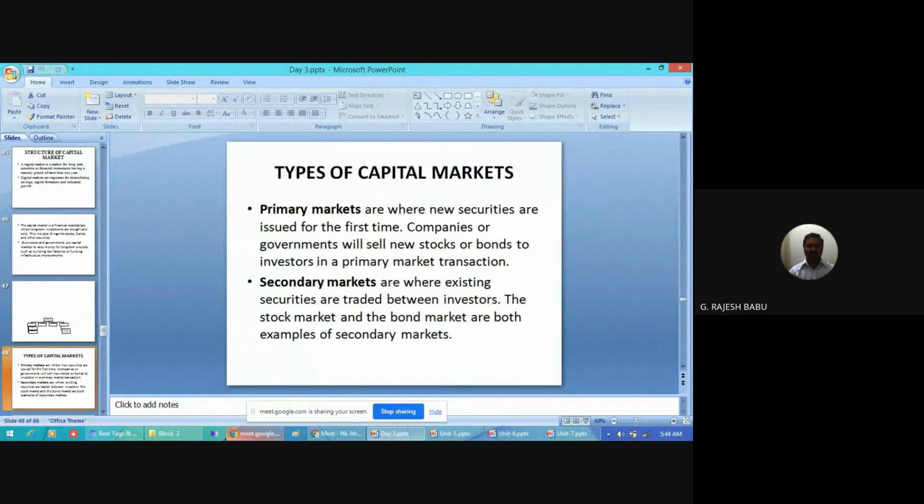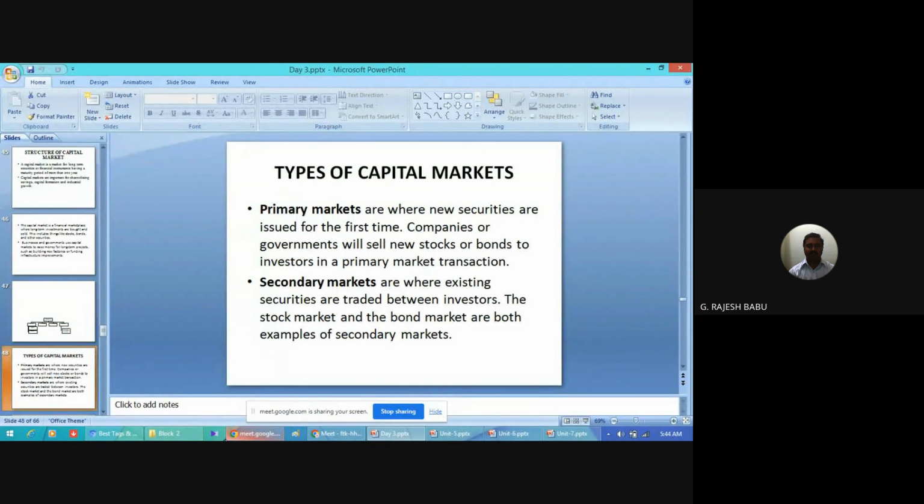Whenever securities are offered for sale for the first time by companies, it is called an initial public offering, IPO. An IPO is used to raise capital for funding purposes. Both companies and the government raise funding by the sale of new stock in the primary market.